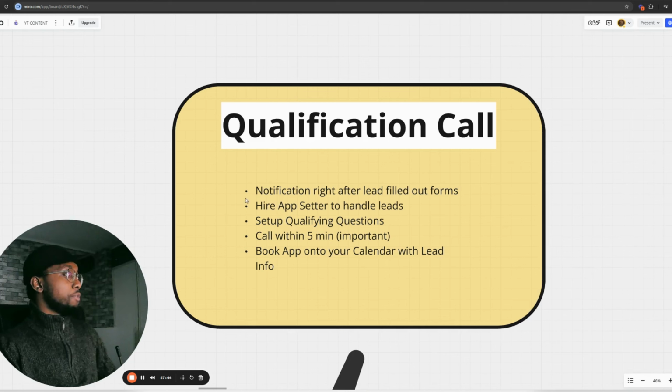So after the appointment setter gets that particular notification, they need to make sure that the lead gets called within 5 minutes, or within 10 minutes at the maximum. This is extremely important. If that does not happen, then the lead is lost. Okay. And you don't want that.